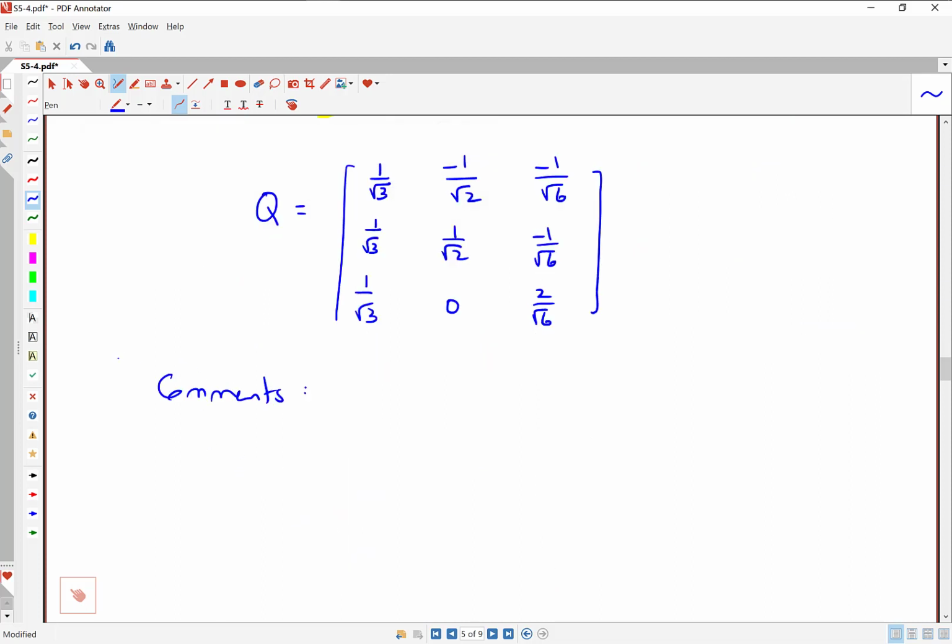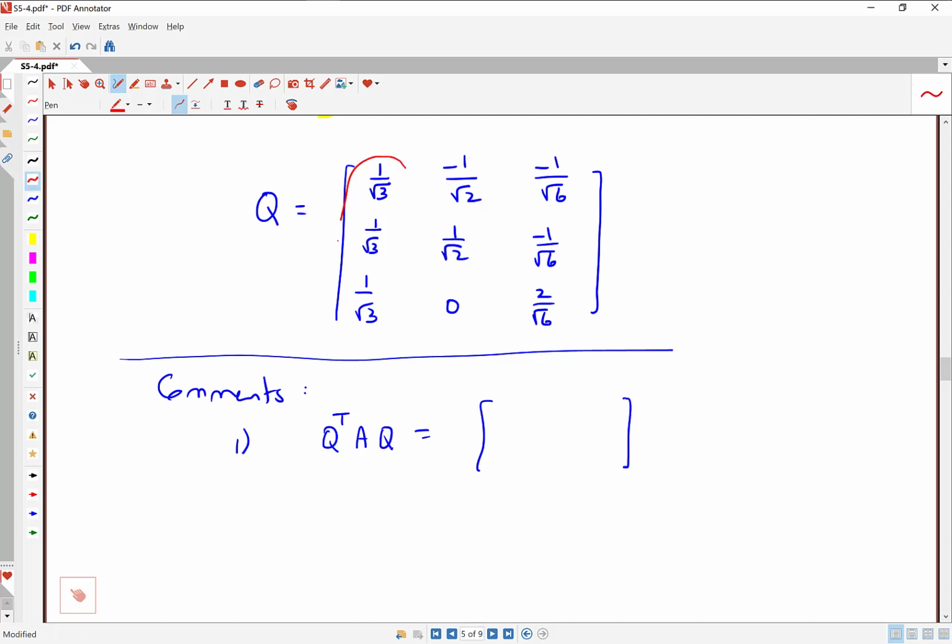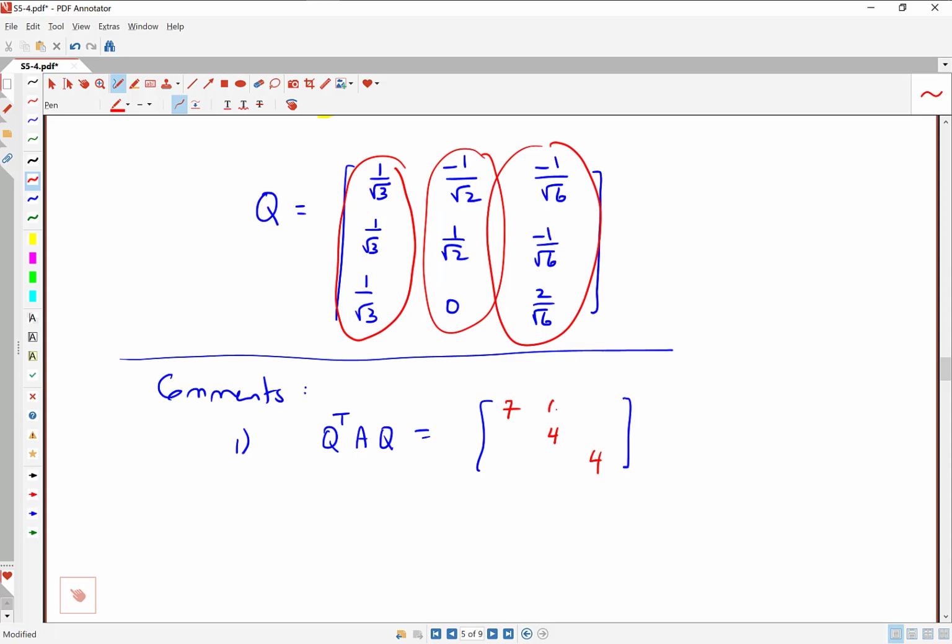So a couple of comments about this now that we're done the problem. First thing is, if you wanted to check your work, you could confirm that Q transpose AQ does come out to a diagonal matrix. And what we should see along the diagonal are the eigenvalues of A in the order corresponding to the order of the columns of Q. So our first column corresponded to the eigenvalue 7. So we should see a 7 in the first position. And then the next two were coming from the eigenvalue 4. So we should see 7, 4, 4 in that order along the diagonal and zeros everywhere else.